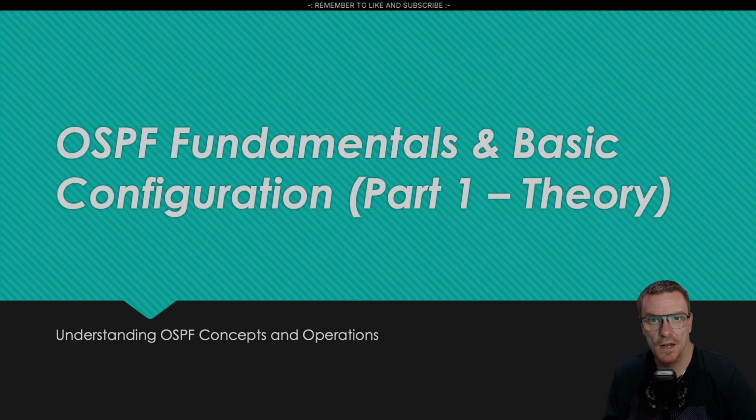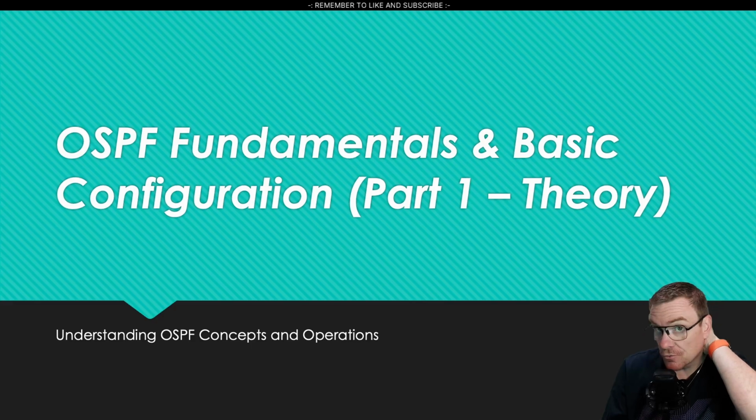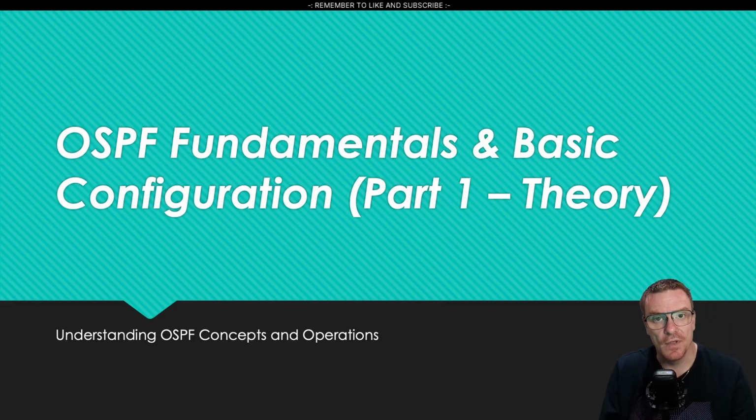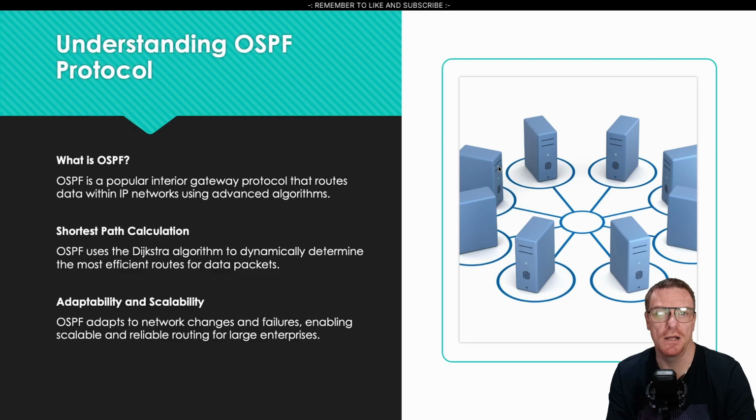So let's get going. Hello and welcome everyone to the slideshow part of the video. In today's video, we're going to go through some OSPF fundamentals and some basic configurations. So we're going to start with a little bit of theory and go through why it is such a crucial routing protocol to understand in enterprise and ISP networks. So OSPF is a link state protocol. What does that mean? It means it uses the shortest path algorithm to find its route through the network to get you to your destination.